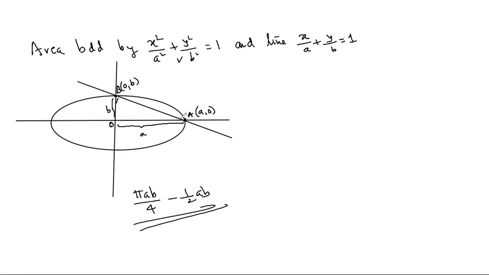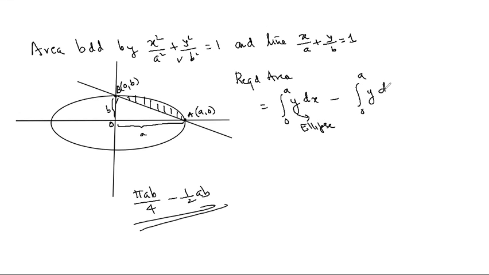First, you have to integrate from 0 to A the ellipse. That means in a board examination, if you are asked to find the area of this region, the required area would be the integral from 0 to A of y dx, where this y is of the ellipse, minus the integral from 0 to A of y dx of the line. Or you may use the area of a triangle also. In the exam, if you use the area of a triangle, nobody is going to punish you.